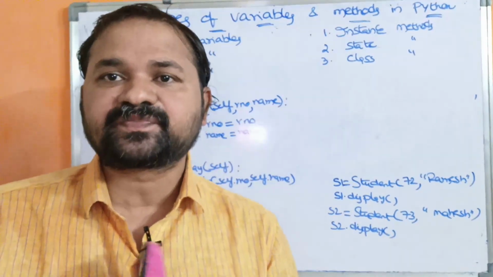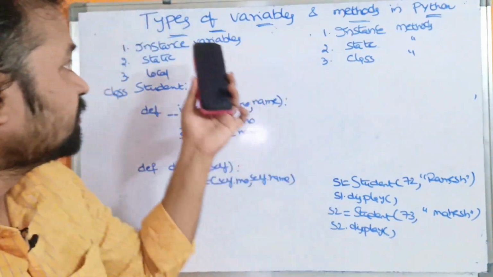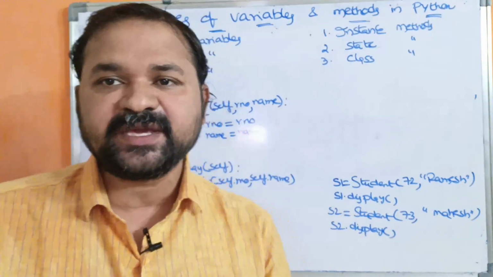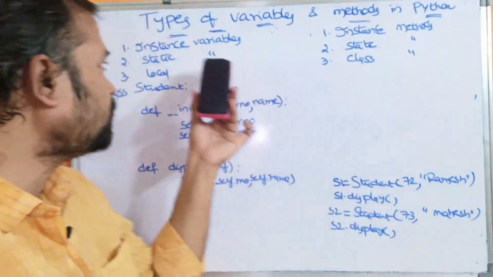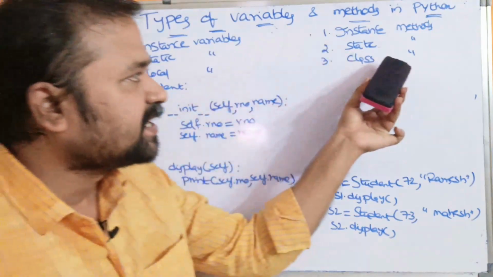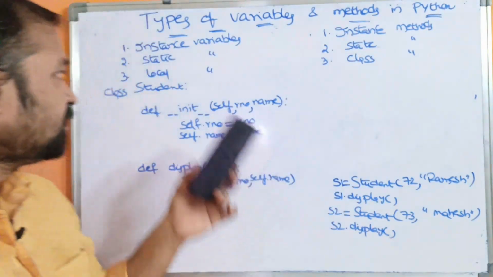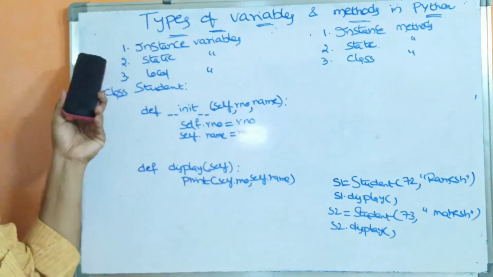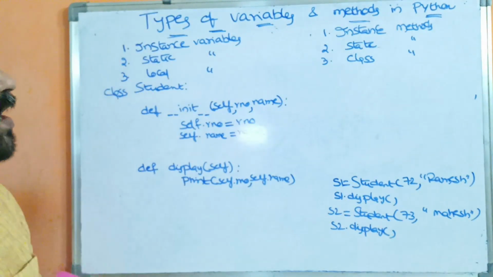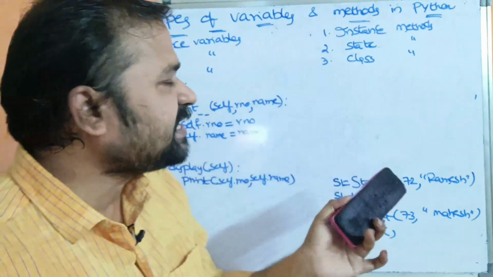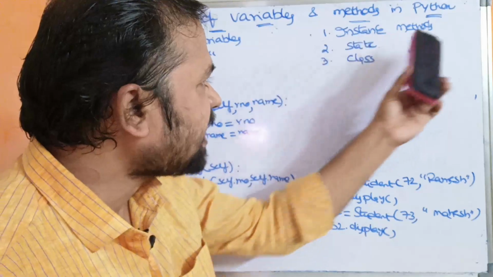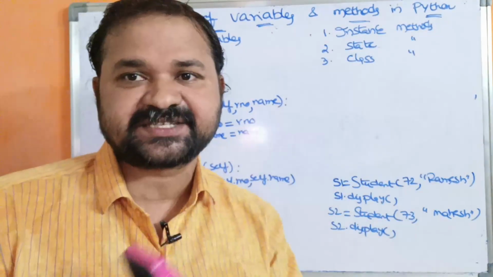In this video, we are going to discuss types of variables and methods in Python programming. Python mainly supports three types of variables and three types of methods. The variables supported by Python are instance variables, static variables, and local variables. And we have three types of methods in Python: instance methods, static methods, and class methods.